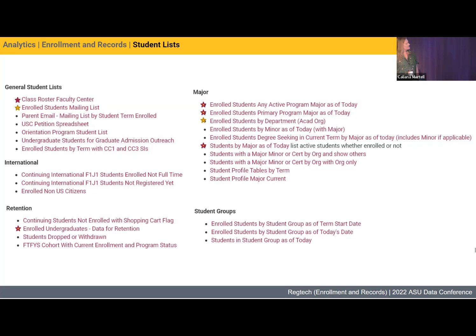So some of these are intended to be mailing lists. The general student list up at the top, that's an enrolled student mailing list. So if you need to mail out postcards for an event your college is having, you can use that report.